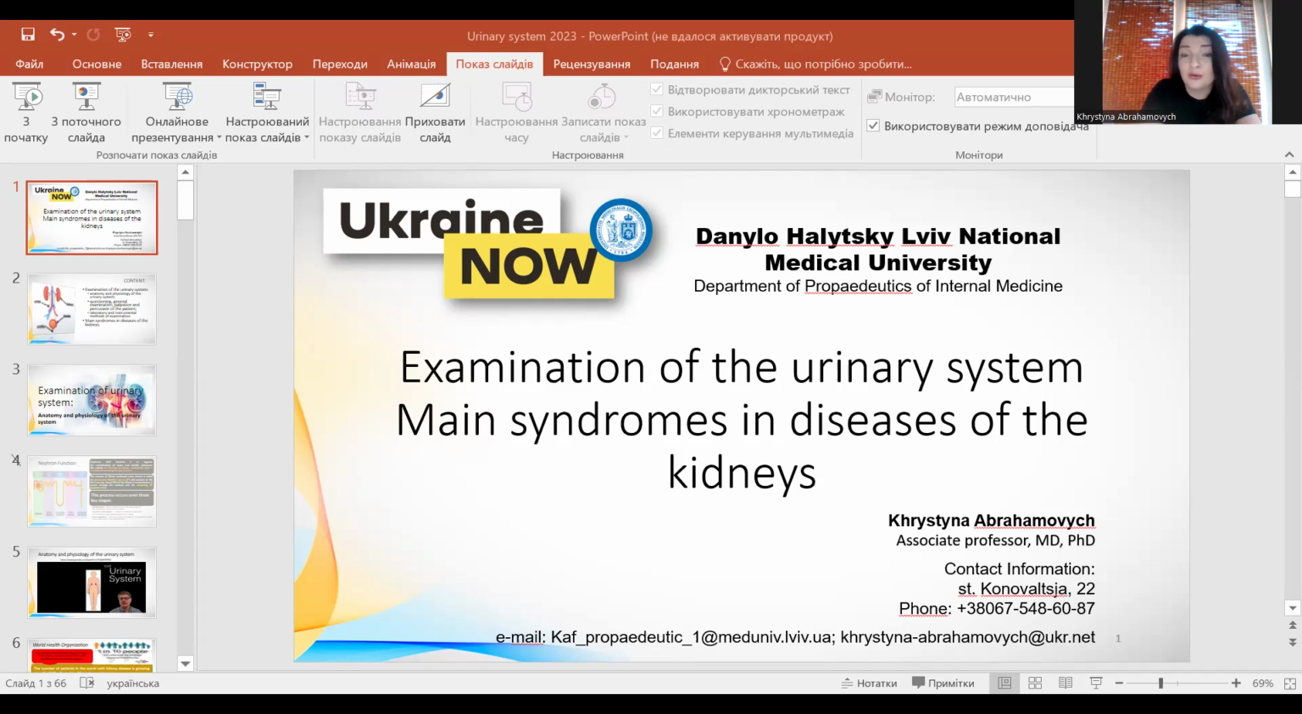Also, we have different changes of daily urine output. For example, polyuria, more than 2,500, oliguria, less than 500, and anuria, the absence of urination or less than 100 milliliters per day. Also, there is a condition called ischuria, when the urine is retained in the bladder and the patient is unable to evacuate. Also, your patient may feel pain in urination, which is called stranguria.